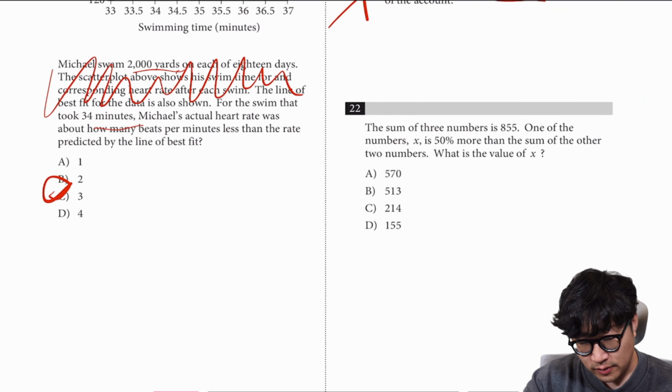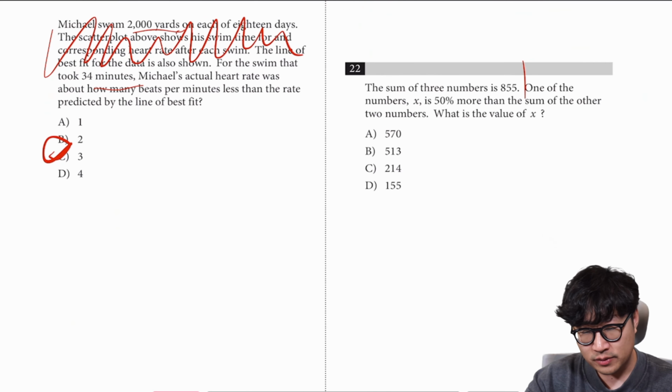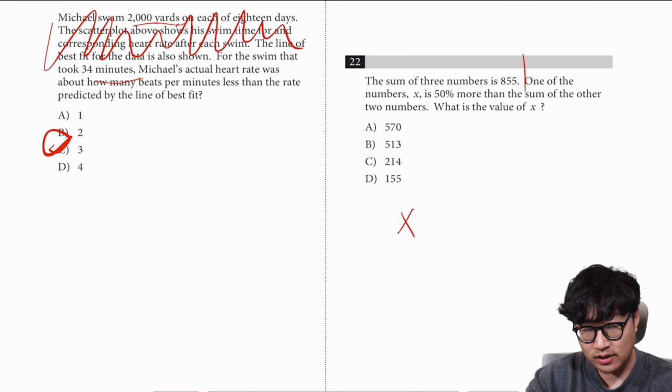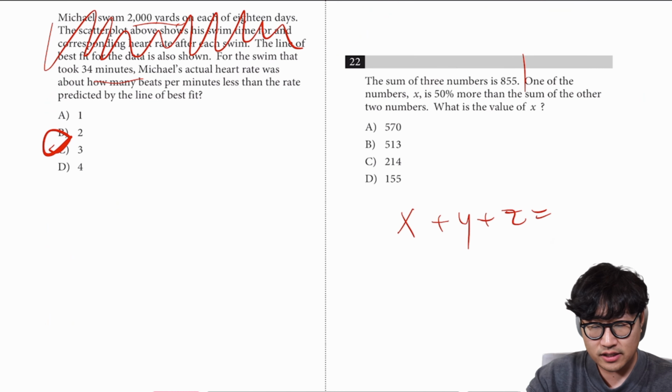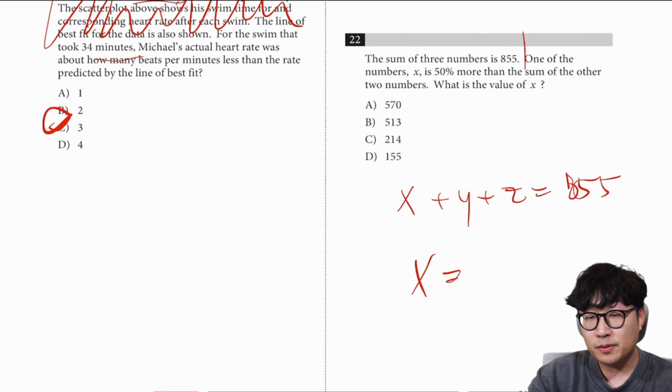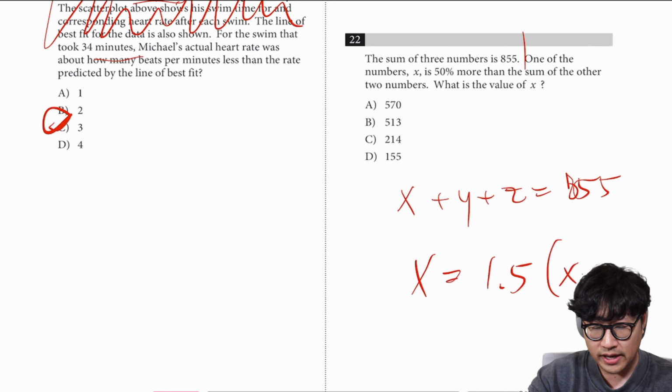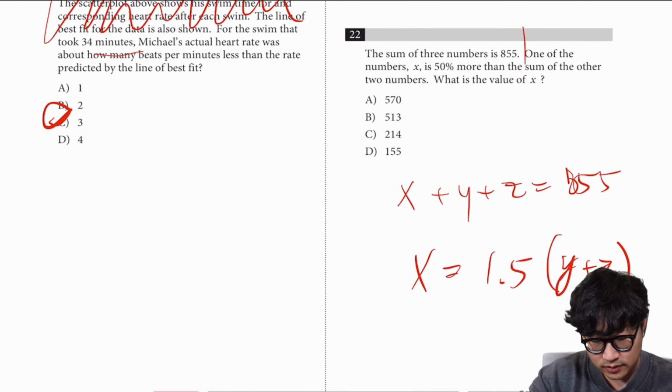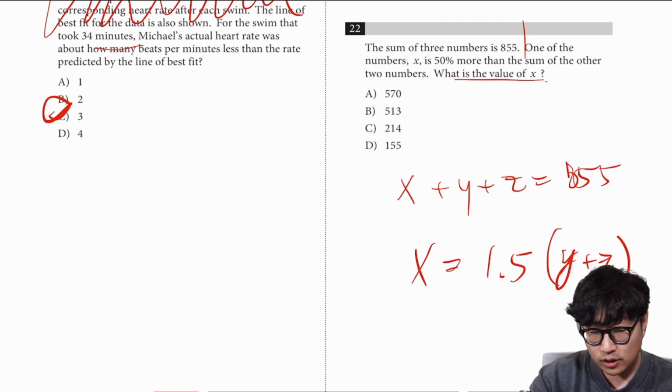Number 22, the sum of the 3 numbers is 855. I'll just call them x plus y plus z is equal to 855. One of the numbers, x, is 50% more, so 1.5, 150%, than the sum of the other 2 numbers, y plus z. So you'll solve something like this. What is the value of x? So you want to solve for x.